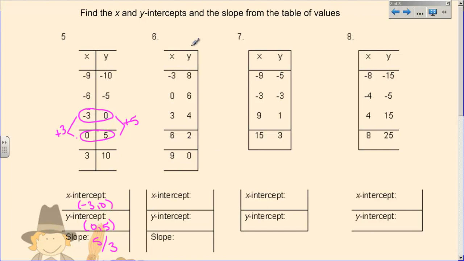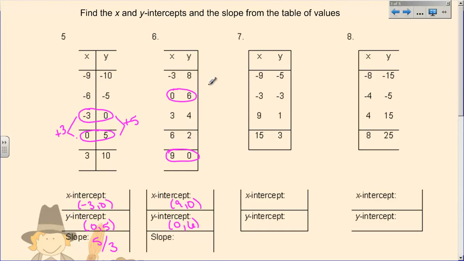Excuse me. So let's do the next one. You have another table here. Here's where x equals 0, and here's where y equals 0. So my x-intercept is where y equals 0 because I have an x value there. So this is going to be (9, 0). The other point where I had a 0 is going to be my y-intercept because y has a value, and so my y-intercept is (0, 6).